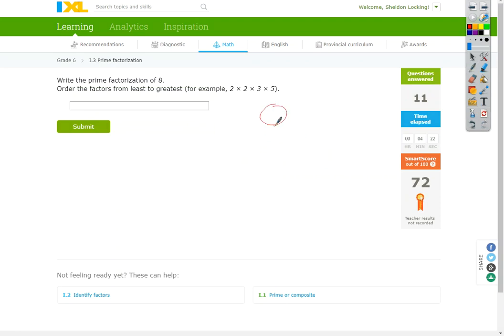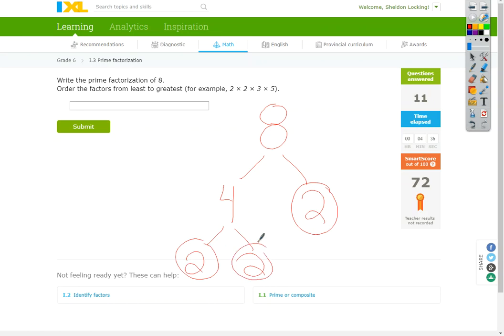8. Prime factorization of 8. So 8. Now watch. If instead of splitting this to the right like I have been, I split it and I go 4 times 2, we still get the same thing. I just have to go off the composite numbers. 2 times 2. So it's still 2 times 2 times 2 equals 8. So 2 times 2 times 2 equals 8.